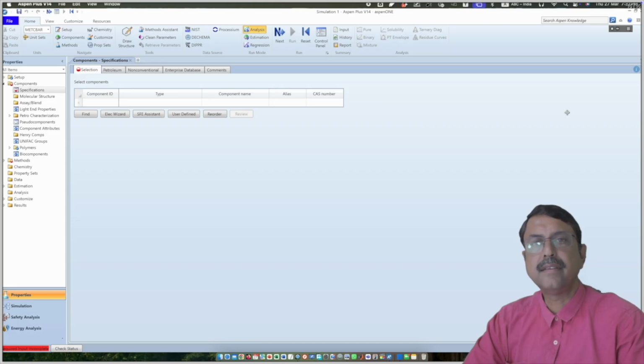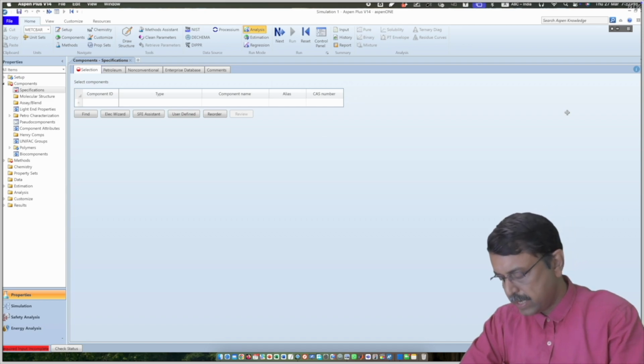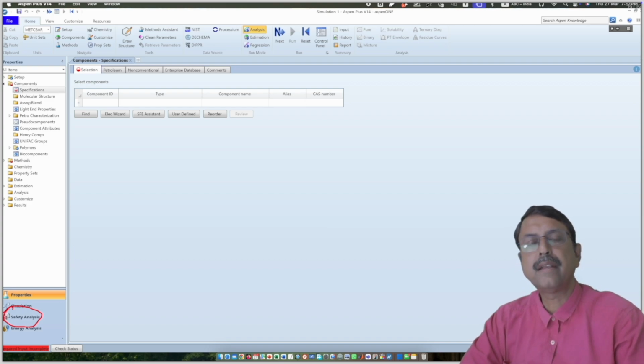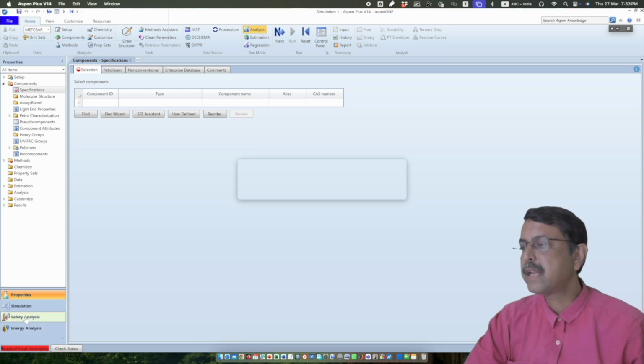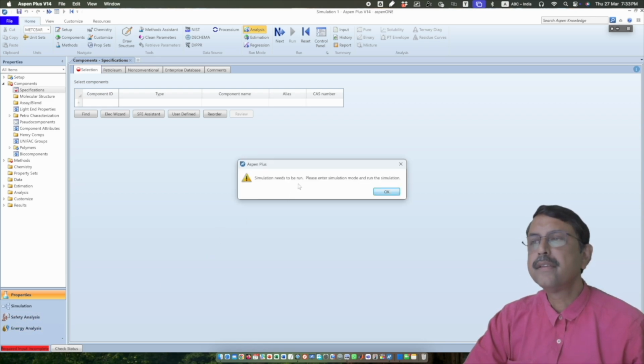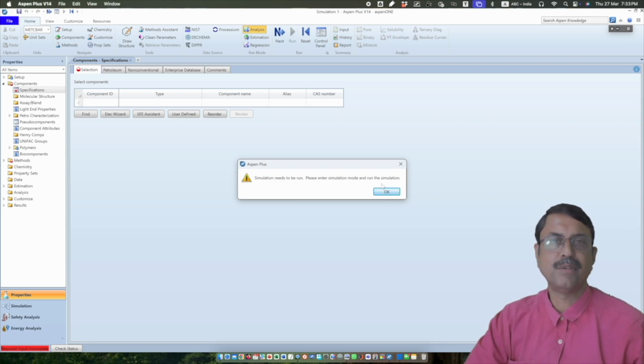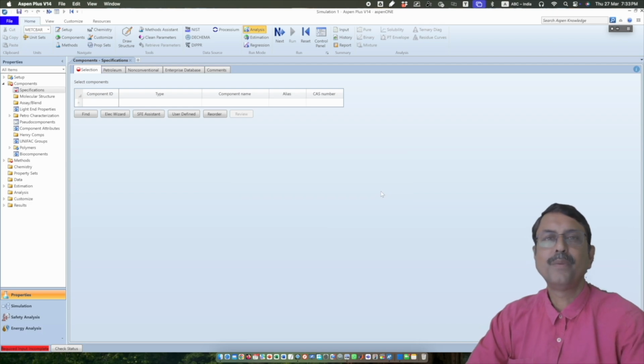The safety analysis will be found in the Aspen Plus window over here in this corner. This is the place you will find safety analysis. But if you just go and click on this safety analysis, it says simulation needs to be run. Please enter simulation mode and run the simulation. That means without any simulation, we'll not be able to learn anything further. So let us do the simulation first, and then we can learn the safety analysis.